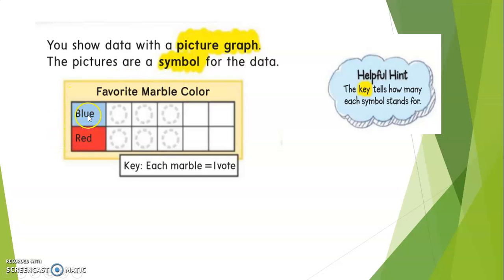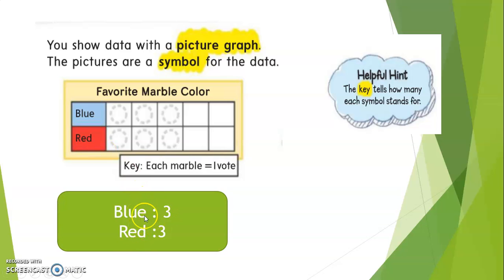And here we have 2 kinds of colors, blue and red. And for each one there are circles. These circles, or marbles, represent 1 vote for each student. So here in the blue we have 1, 2, 3 marbles, which means 3 people voted for the blue. And down here also we have 3 marbles, 1, 2 and 3. So 3 also voted for the red. So both of them have the same number of votes. The blue has 3 votes and the red has also 3 votes.